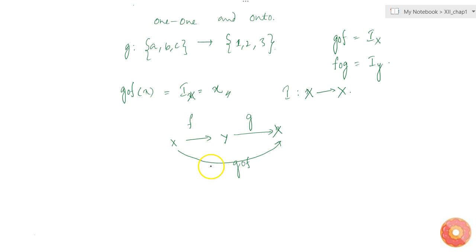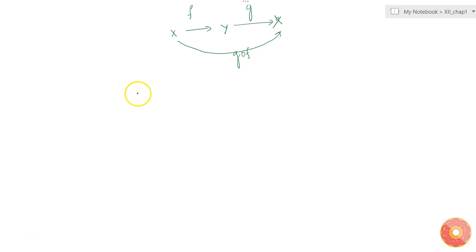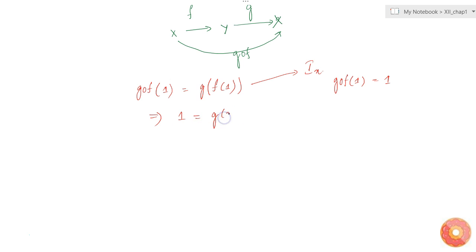Here we just have to find the g such that g(f(x)) = x. Let's try to find g(f(1)). In order to make this I_X, we need g(f(1)) to be equal to 1. So that implies 1 is equal to g(a), since f(1) is equal to a.